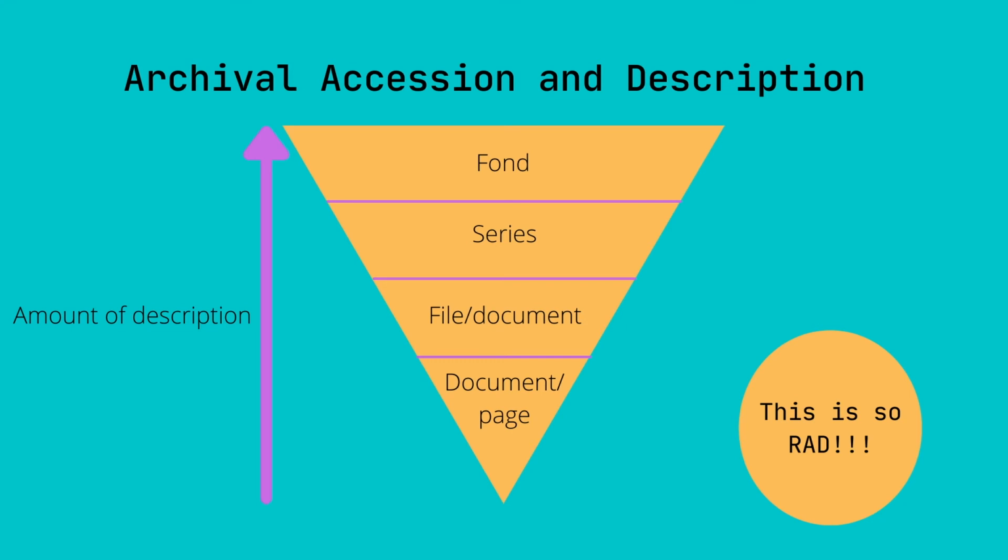Archival standards have multi-level descriptions as a way to sort information to make it easier for researchers to find. A fonds is the highest level of description and is a collection of records and objects, usually all from one person, family, or organization. Fonds are then organized into identified series, which can be further broken down into files or documents, and the smallest level of description can be a singular document or page.